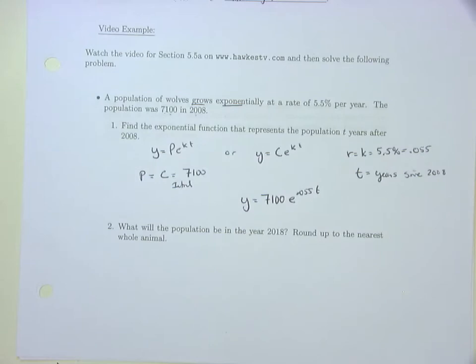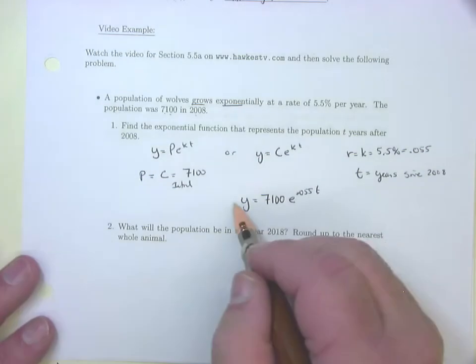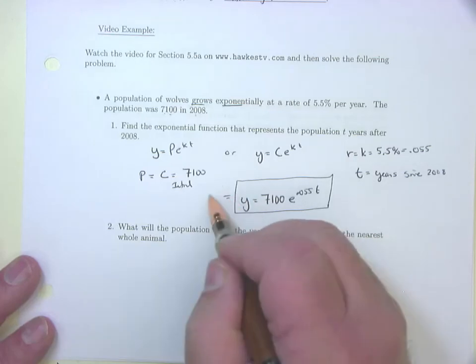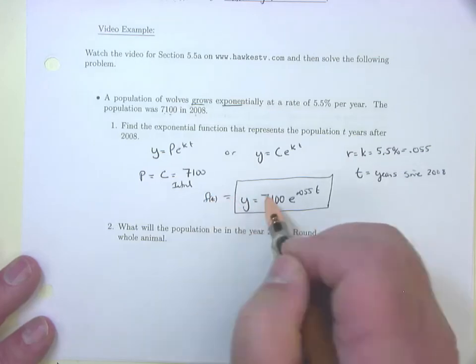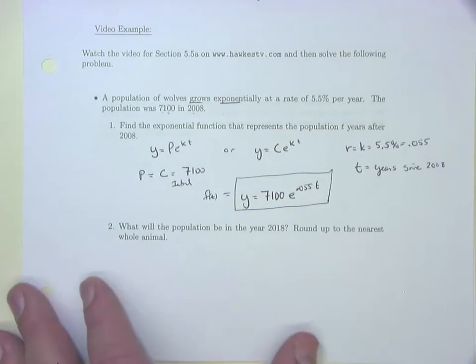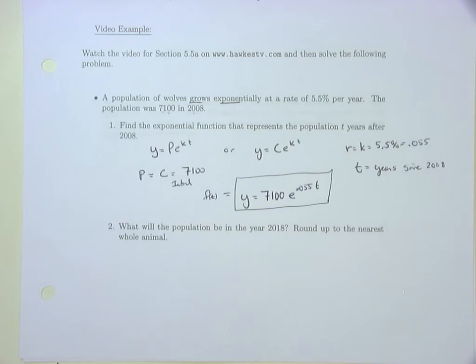Does that make sense? This is your modeling equation. You can call him y if you want to. You can call him f of t because he's based upon the t variable. I got a question for you. What if it's not the case right now?